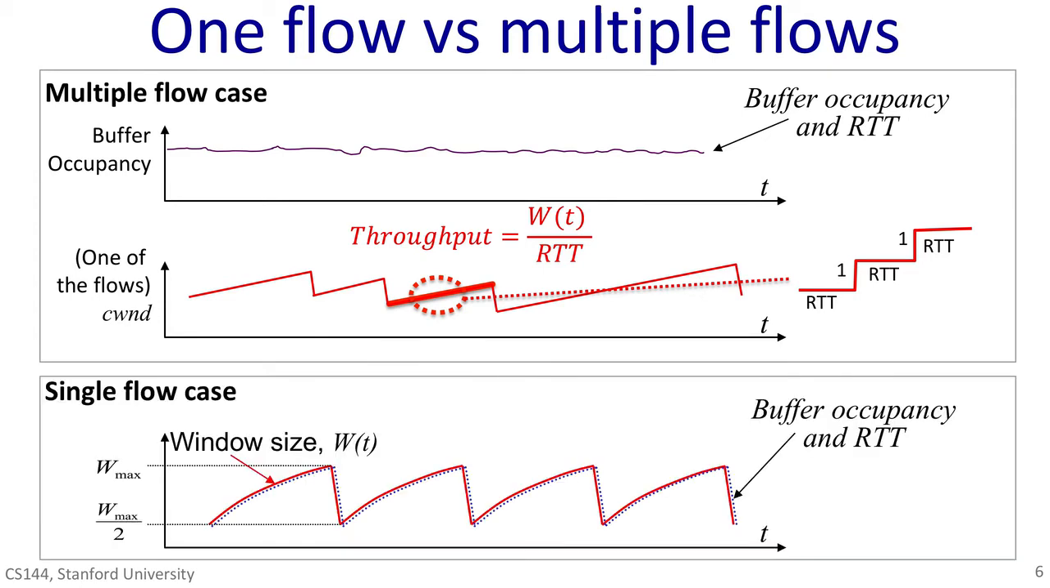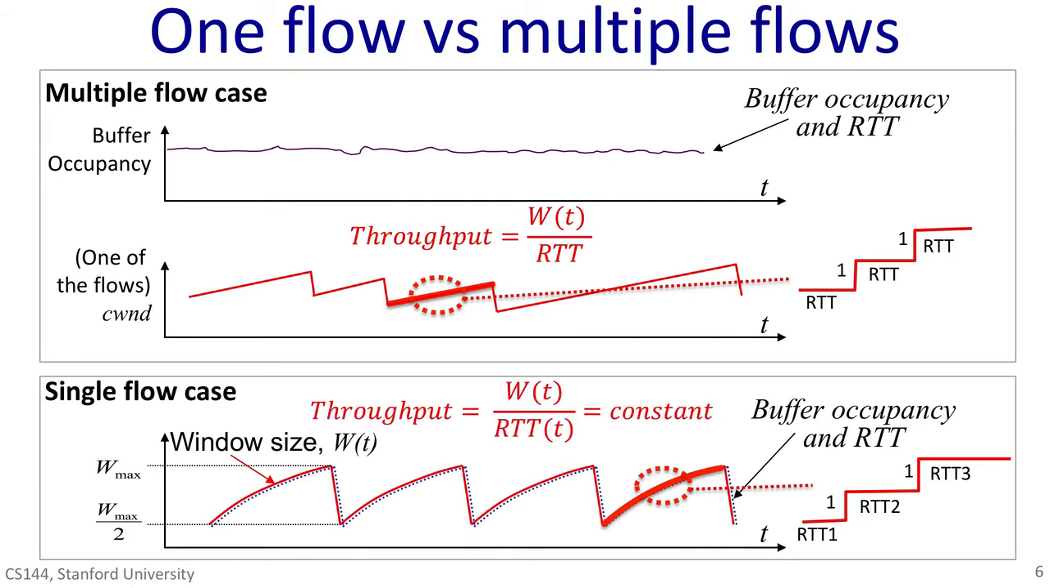You should contrast this with the single flow case that we saw in the last video, which was completely different. We saw that the RTT changed in lockstep with the AIMD sawtooth. In both cases, we can accurately say that the throughput equals the window size divided by the RTT, but in the single flow case, the window size moves in lockstep with the RTT, whereas in the multiple flow case, the window size varies, but the RTT stays constant.